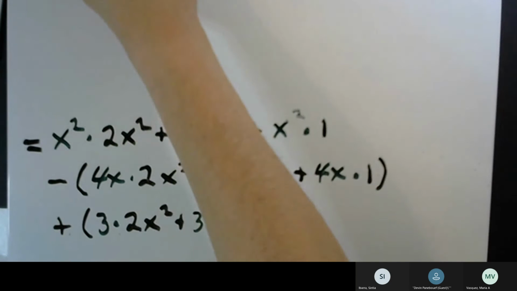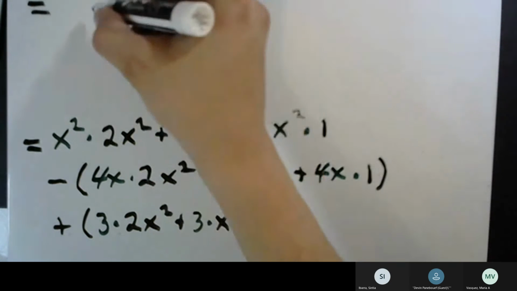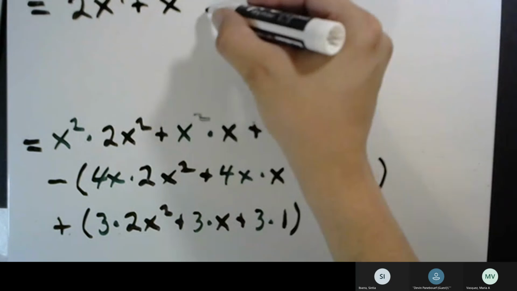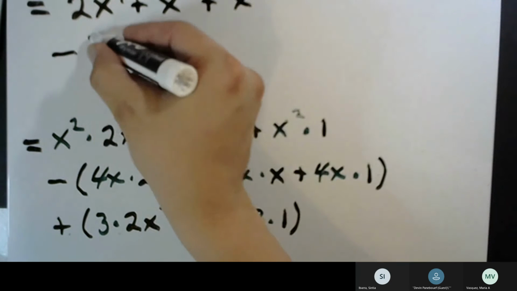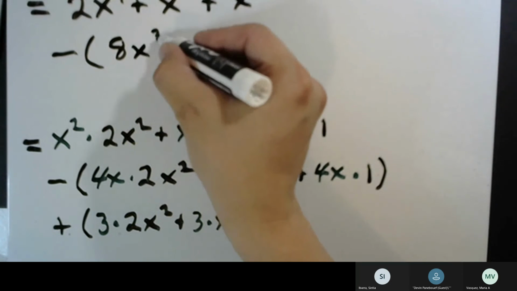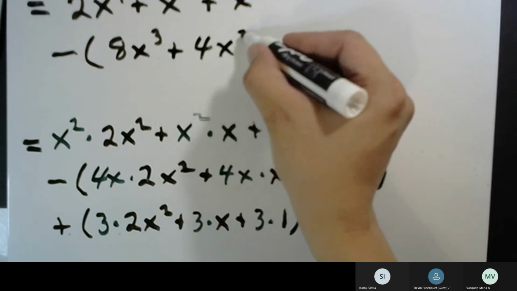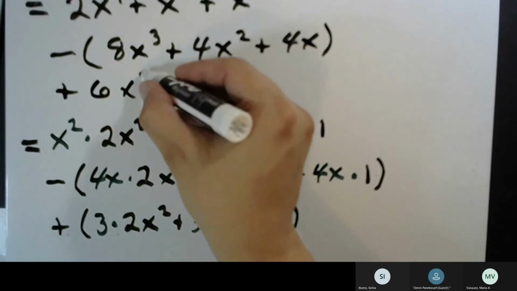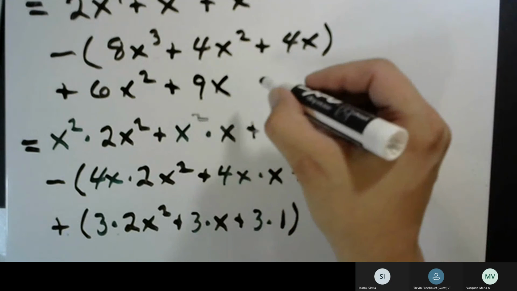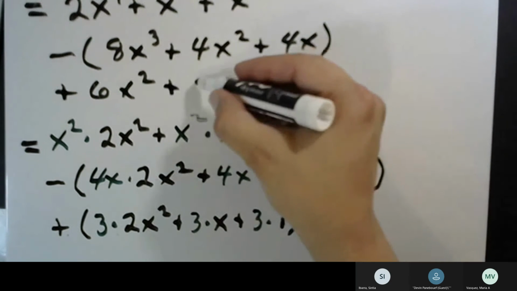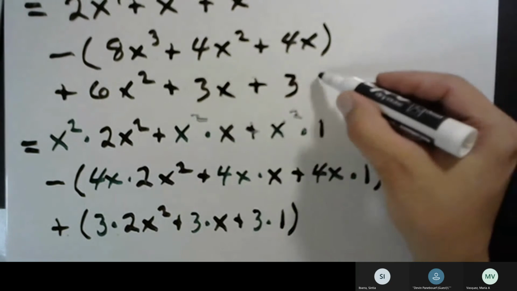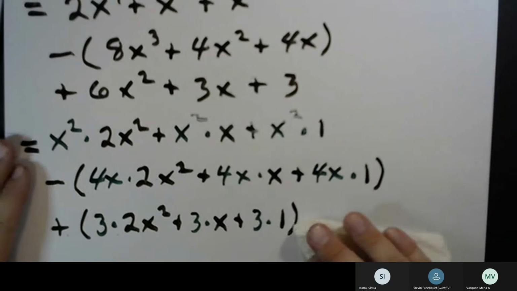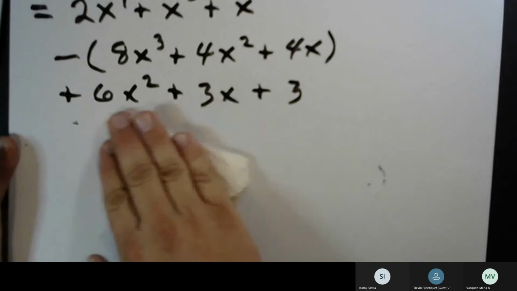Whew, quite a bit. And so we'll get 2x to the 4th plus x cubed plus x squared minus, in parentheses, 8x cubed plus 4x squared plus 4x, plus 6x squared plus 9x, oh, I'm sorry, plus 3x plus 3. And so finally, we got to distribute this minus sign.